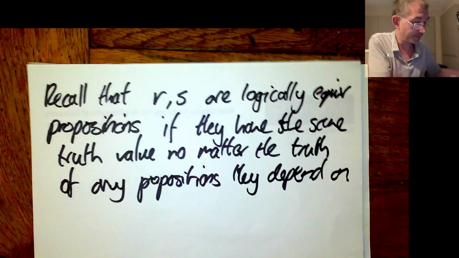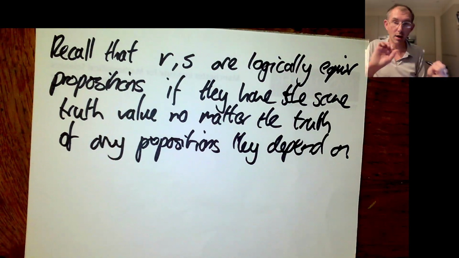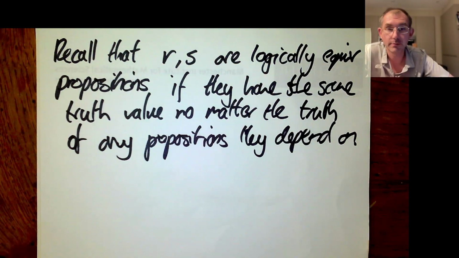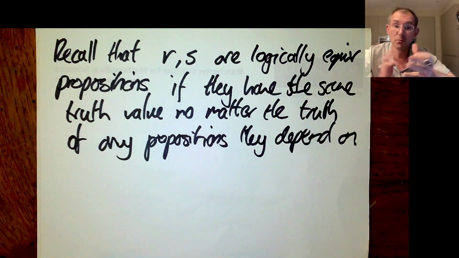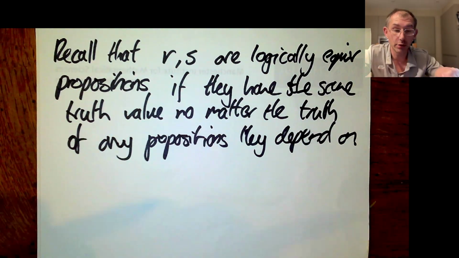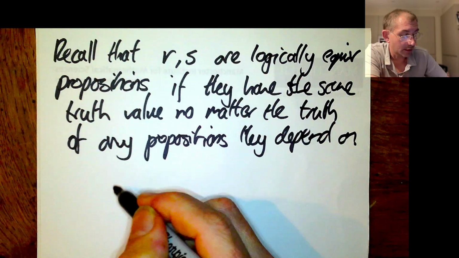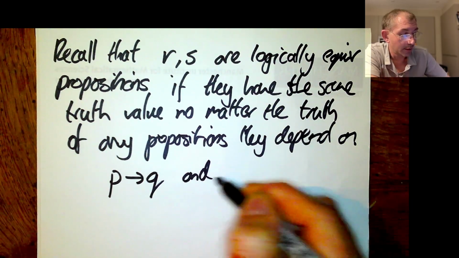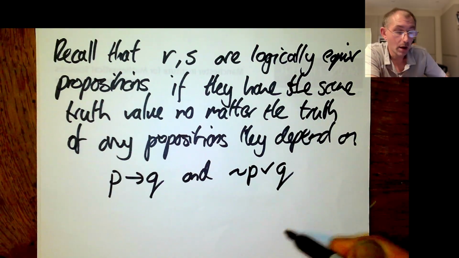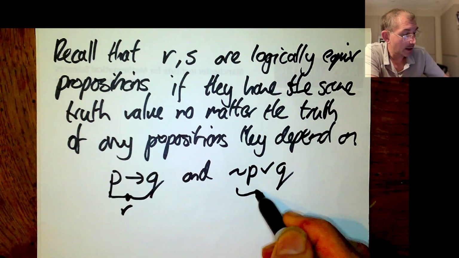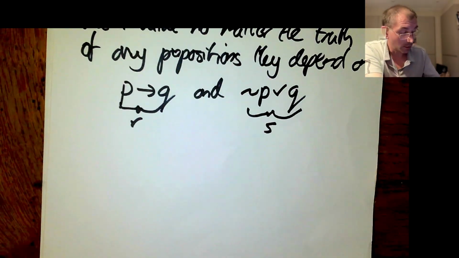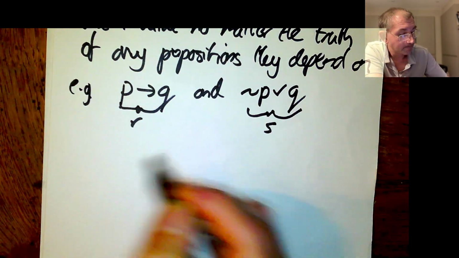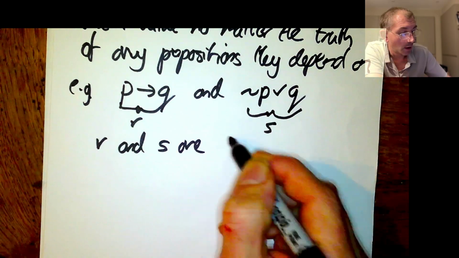One of the most important, because it connects a symbol that we have introduced in propositional logic for allowing us to move from the truth of one statement to another, namely the conditional. So we can actually relate the conditional back to something just involving or and not. We might have gone through this, but let's have another look at it. If you look at P implies Q and not P or Q, if that's my R and that's my S, then R and S are logically equivalent.